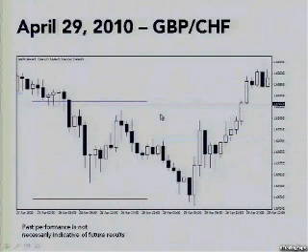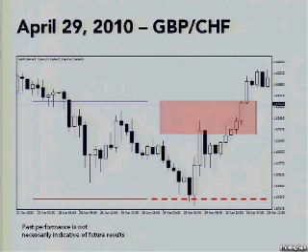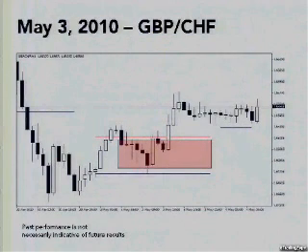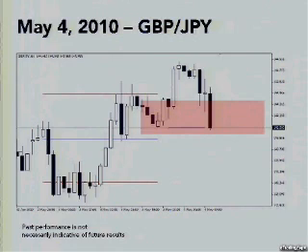April 29th, pound Swiss. Falls to yesterday's S3, rises back up. And then it rises all the way up to even the daily pivot from the original day. May 3rd, 2010. May 4th, 2010. Some days you get a stack on day one, and then you get a stack on day two because it does it twice.